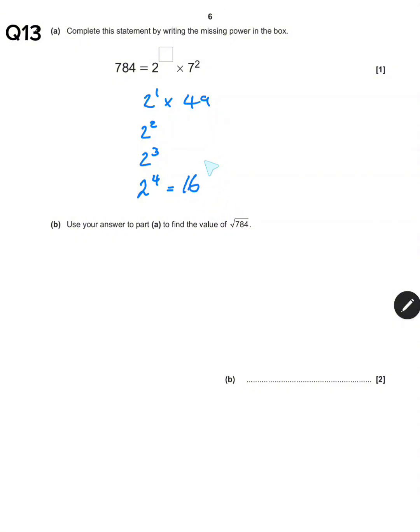And if we think about 16 times 49, well, let's just look at 16 times 50. A half of 16 is 8. So 16 times 50 would be 800.